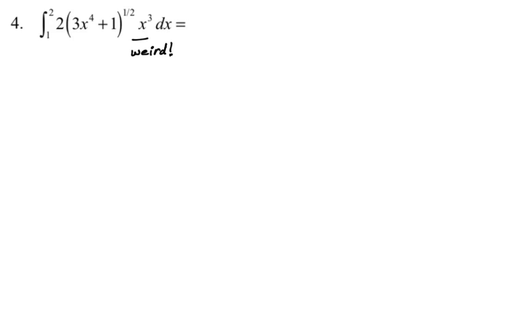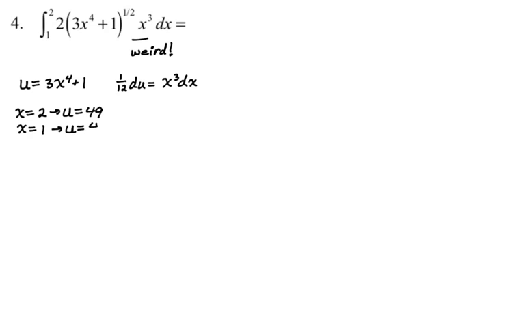All right, I'm going to do U-substitution. I'm going to go all the way through with U-substitution, so I'm also going to change the bounds. So U is going to be the thing in parentheses, 3x to the fourth plus 1, which means 1/12 du is equal to x cubed dx. If x is equal to 2, that's the top bound, then U will be 2 to the fourth, which is 16, times 3 is 48, plus 1 is 49. And then if x is equal to 1, I just get 4.